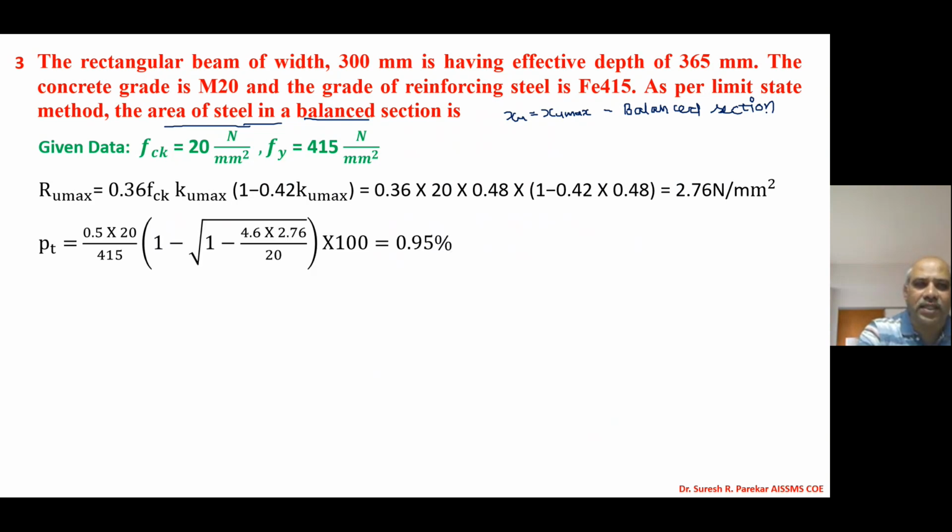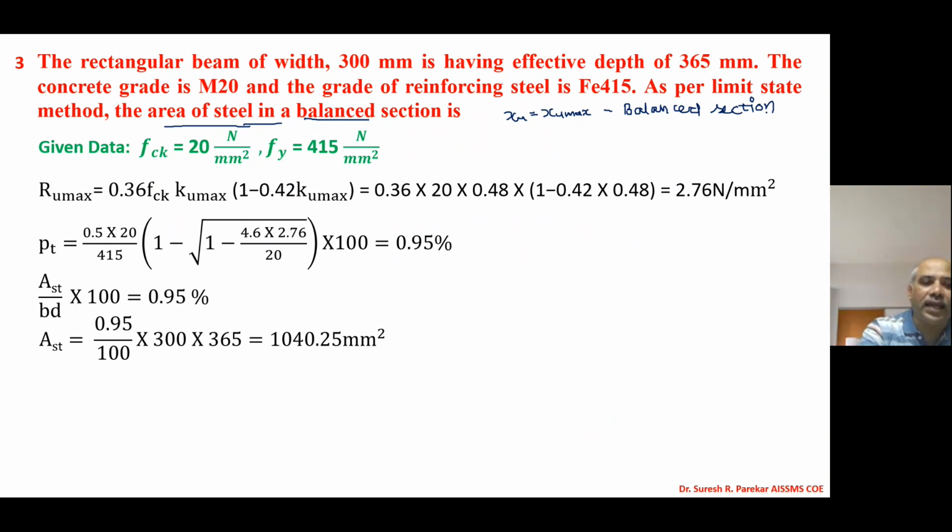So we have the same percentage that we just calculated, which is 0.95%. Then Ast upon bd into 100 is 0.95, so Ast equals 0.95 upon 100 into bd, with bd on the right side being 300 into 365. That gives me a value of 1040.25 millimeters square.